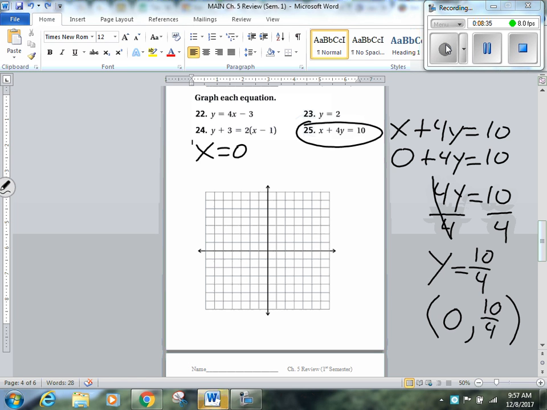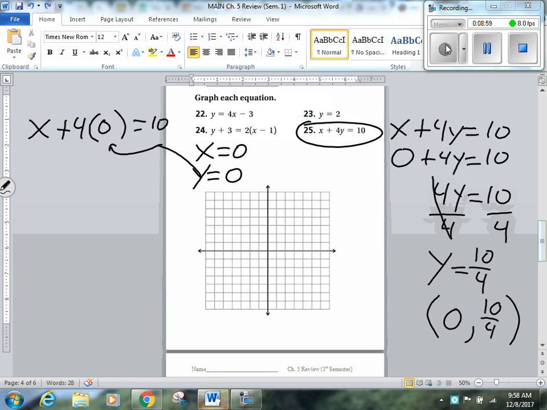Now I'm going to go back and do the equation again, but this time I'm going to make y equal 0. So when I rewrite that equation, I'm going to have x plus 4 parentheses. This y is going to go inside the parentheses. So y equals 0, equals 10.